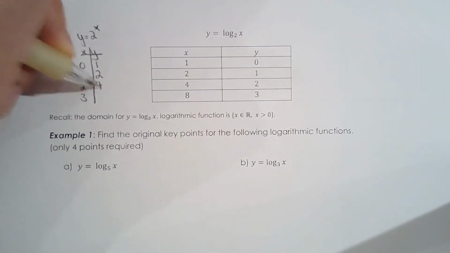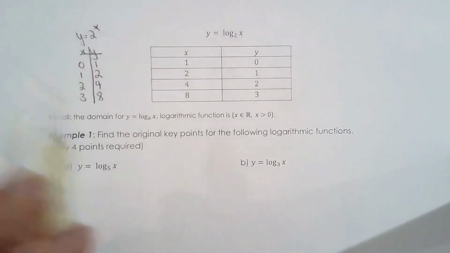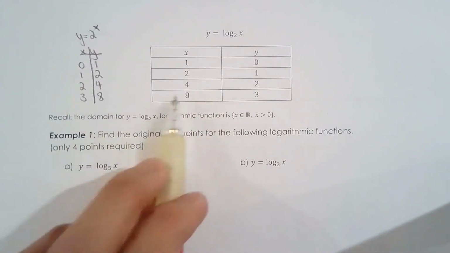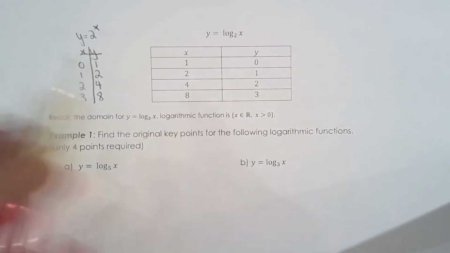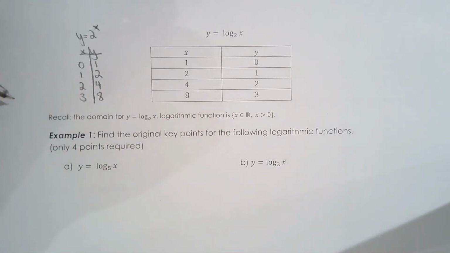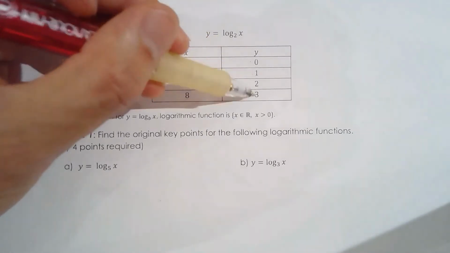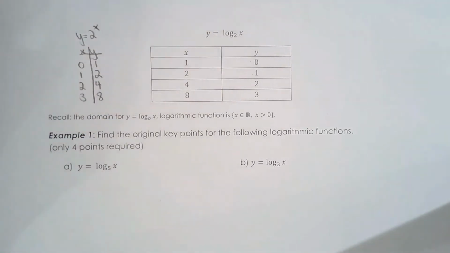2, 4, 8. So that table corresponds to this table, right? They make perfect sense. X becomes y, y becomes x. So the strategy we're going to use is for the y values for the logarithmic function, we're just going to set them to be 0, 1, 2, 3, and then use powers to figure out what the x values are. So let's try that here.